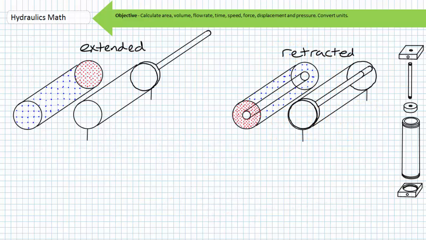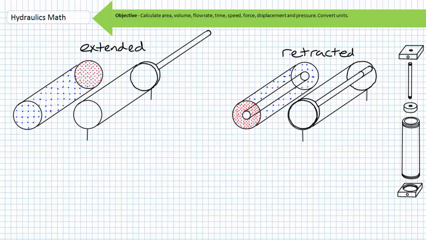Let's put aside unit conversions for a moment and discuss the calculation of circular area and cylindrical volume. This is an exceedingly important section because the principal linear actuator employed in hydraulic systems, the hydraulic cylinder, is, as the name implies, cylindrical in shape.